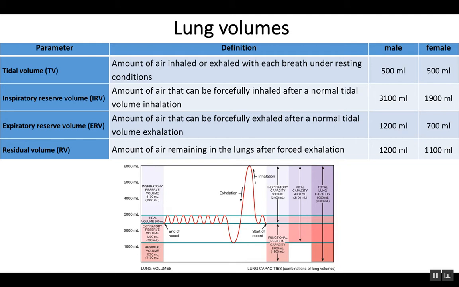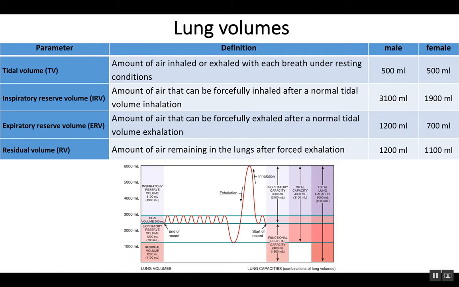Quiet inhalation, quiet exhalation. As you breathe in and out, that volume that's coming into the respiratory tract and back out of the respiratory tract is known as tidal volume, or TV. So by definition, this is the amount of air inhaled or exhaled with each breath under resting conditions, aka normal quiet breathing.